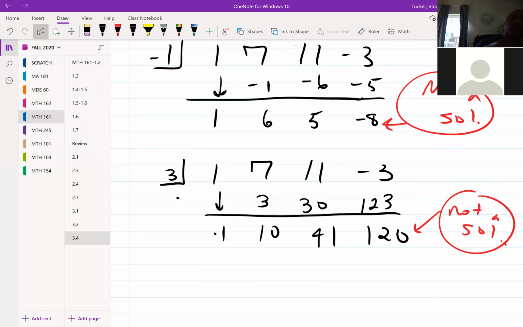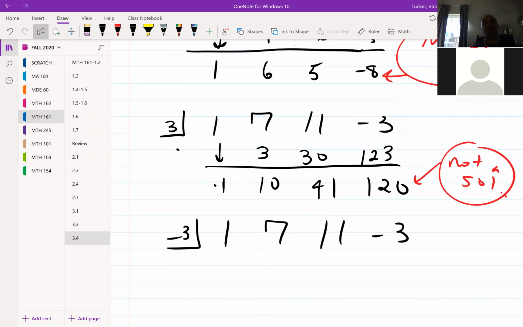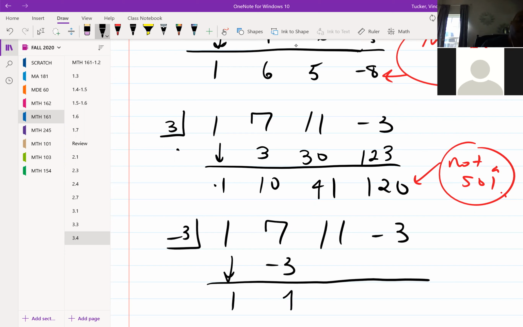Got this last one, which is -3. And we hope that this is a solution. If it's not, that does not mean that there are no solutions. It just means that there are no rational solutions. Bring down 1. -3 times 1 is -3. Add them together, that's 4. -3 times 4 is -12. Add them together, that's -1. -3 times -1 is a +3. And that gives me 0.